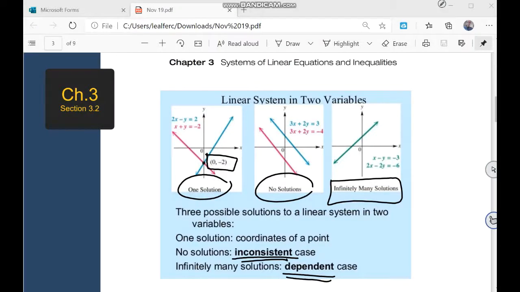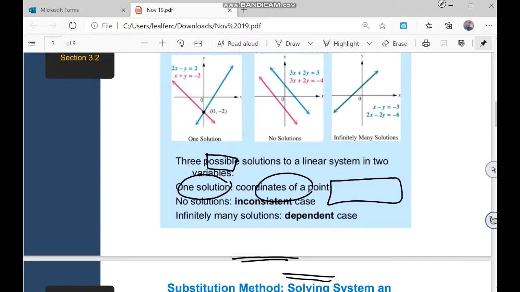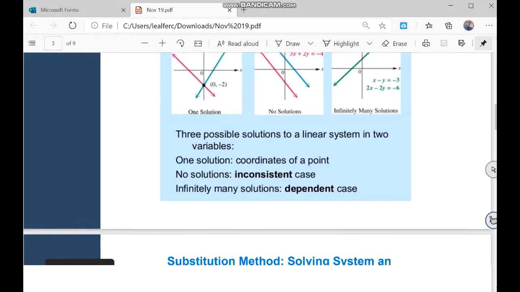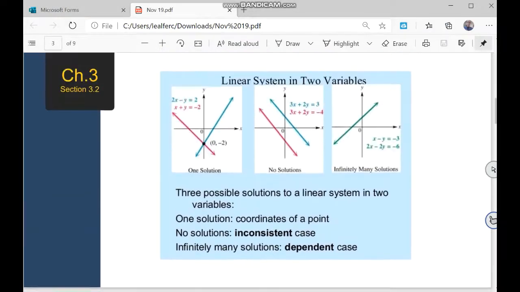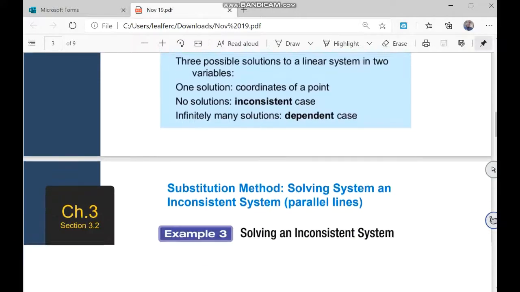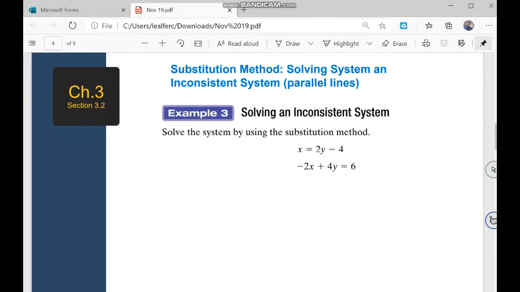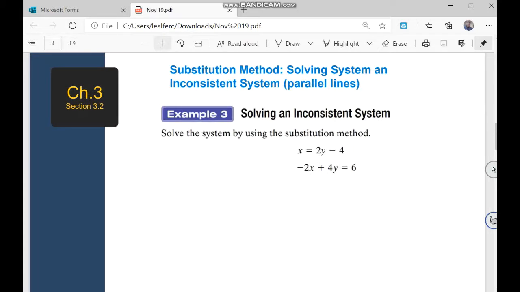So to identify which case, let's work on the examples. Let's work on a few examples, and we will identify if it's a case of no solution or if it's a case of infinitely many solutions. Okay, let's work on a few examples here. This first example, we will solve an inconsistent system.